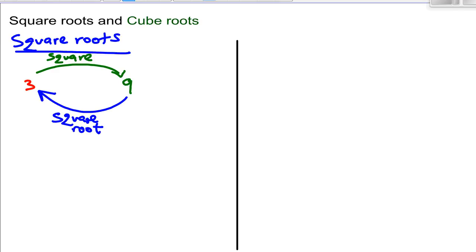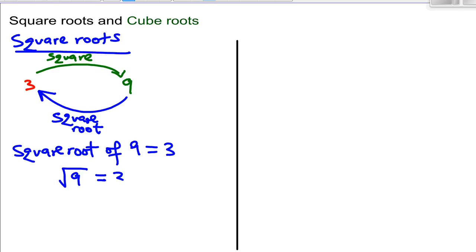So what you're saying here is that the square root of 9 is 3. In mathematics, there's a notation we use, this symbol here, so the square root of 9 is 3.